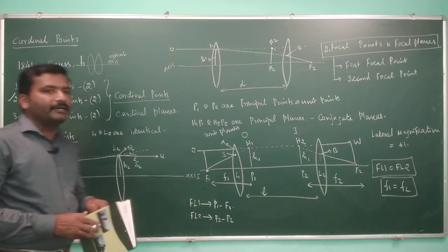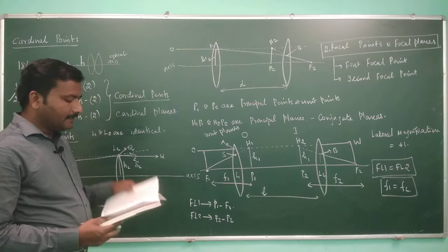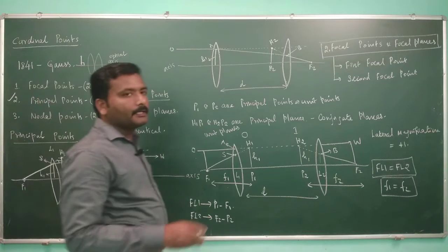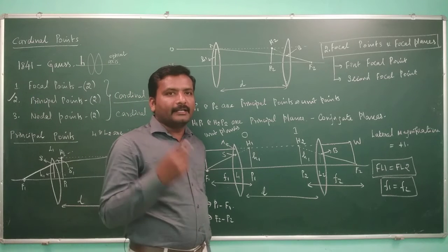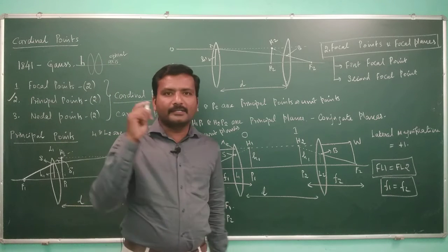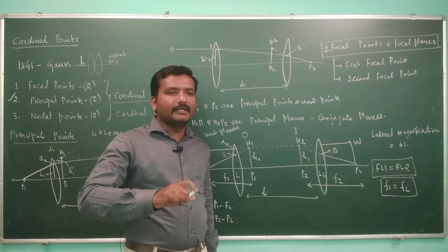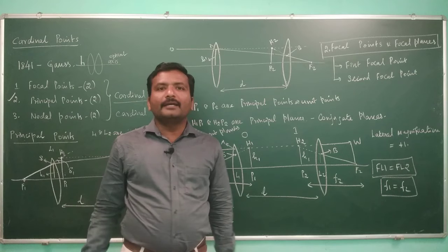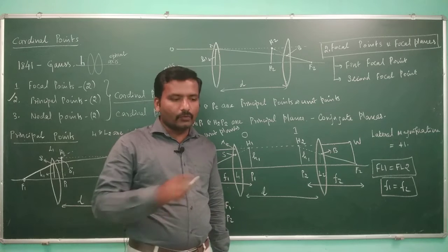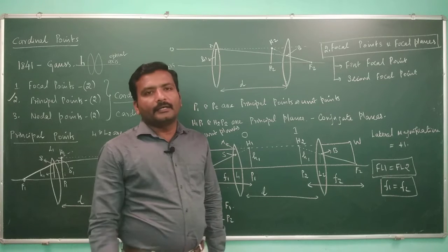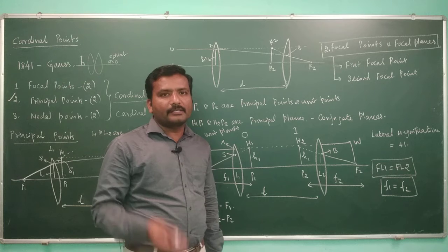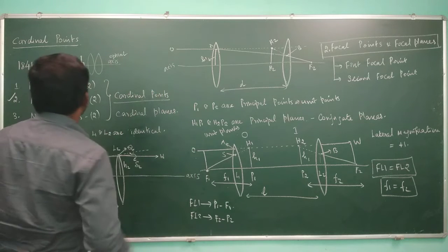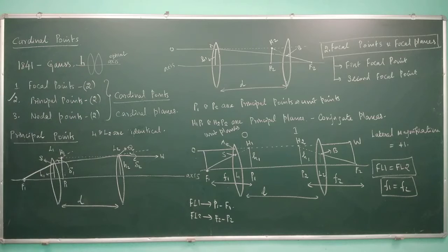A nodal point is a point where no refraction takes place. This is the simple definition for nodal points. What will happen when a light ray is incident on a nodal point in the lens system is that it will travel parallel to the incident ray after passing through the lens system. Essentially, there is no refraction, so you won't get any angle of deviation. Let us define that too.